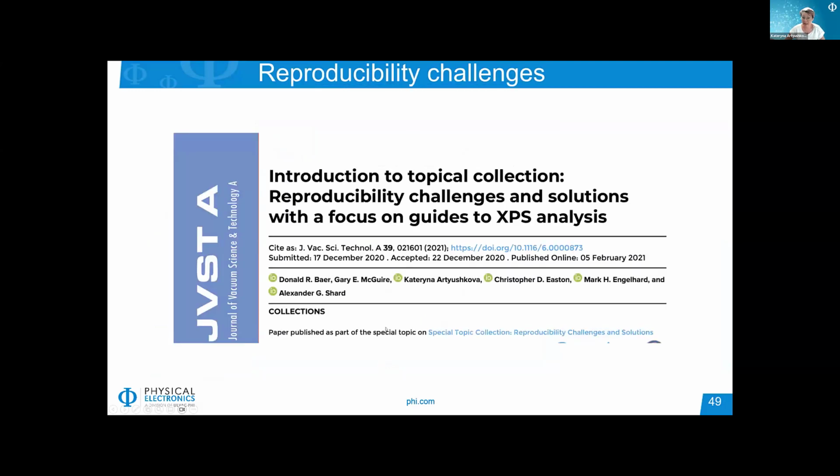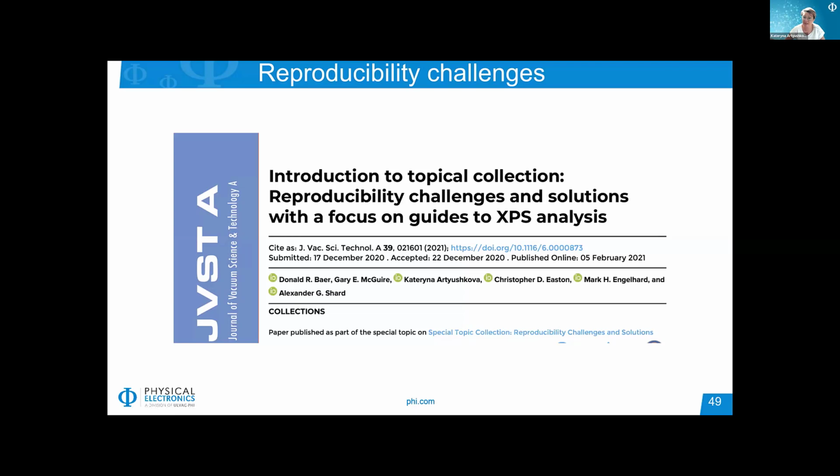So we'd like to point you all to this topical collection. It's the first issue of the collection, and right now there's a second being worked on. The American Vacuum Society has the Journal of Vacuum Science and Technology, and Don Bayer has led this effort for the last 2 or 3 years. There was a first issue that came out, a collection of papers addressing reproducibility challenges with a focus on XPS.